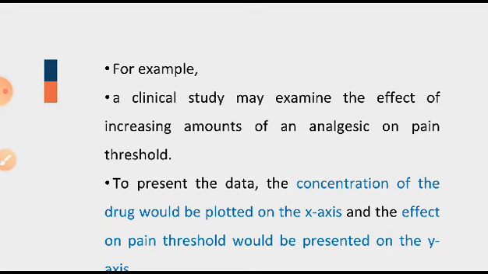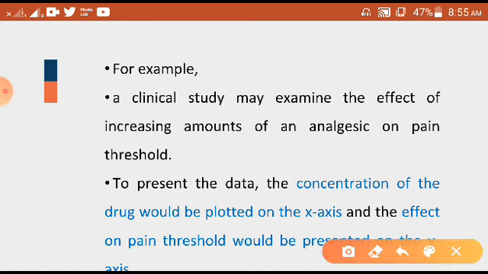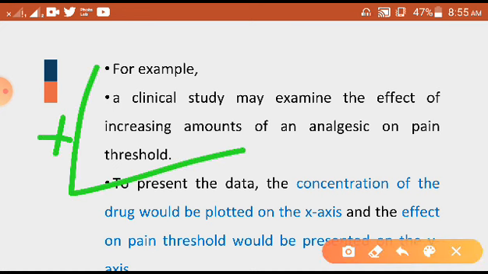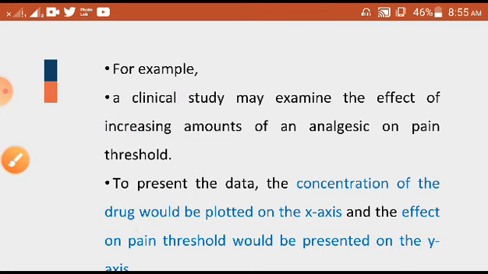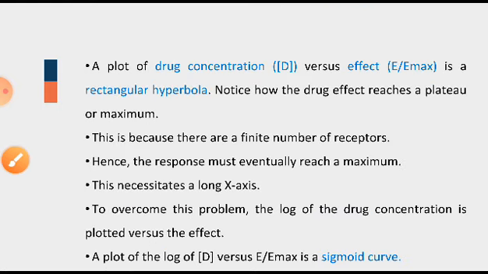To present the data, the concentration of the drug would be plotted on the x-axis. So you are going to plot a graph, right? Here on the x-axis you draw the concentration, and the pain threshold will be presented, like here you will draw the effect of the drug, right? So like that you will see how much concentration was given and how much pain has been relieved. Like that you are drawing. So that will come as a graph or a curve for you.